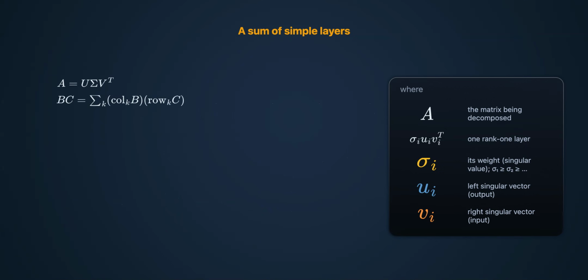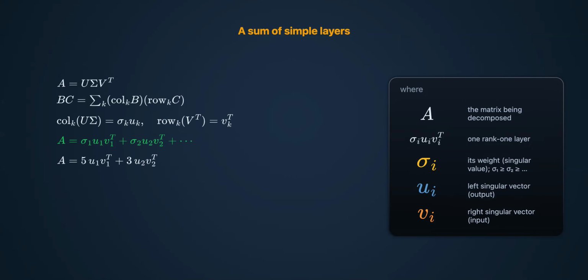Here's the one fact. Any matrix product is also a sum, each column of the first times the matching row of the second. A column times a row is a rank 1 block. Apply it here. The columns of U sigma are the U's scaled by their singular values, and the rows of V transpose are the V's. And the product turns into a sum, a stack of rank 1 layers, one for each singular value. Not a new decomposition, just U sigma V transpose regrouped.